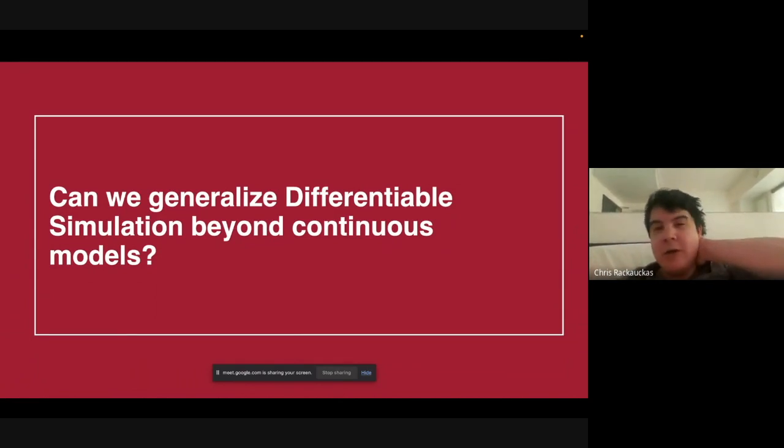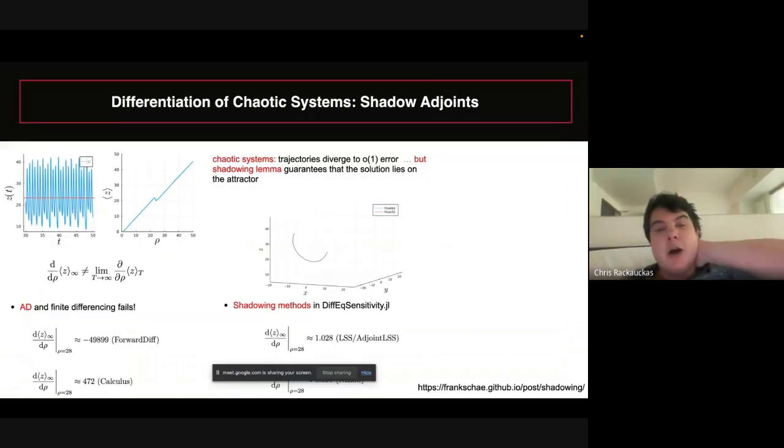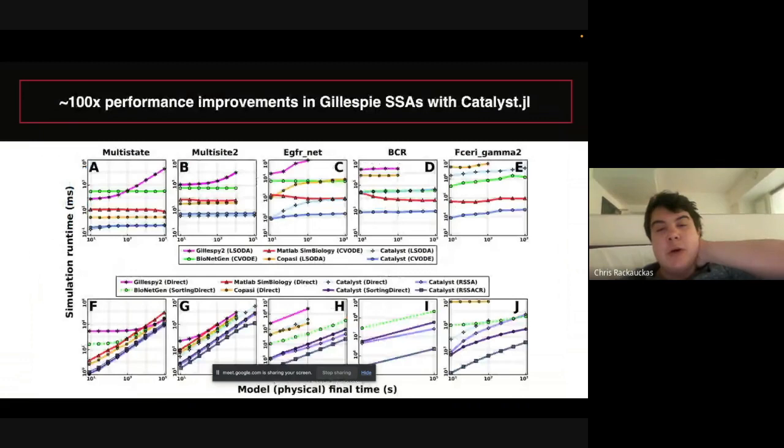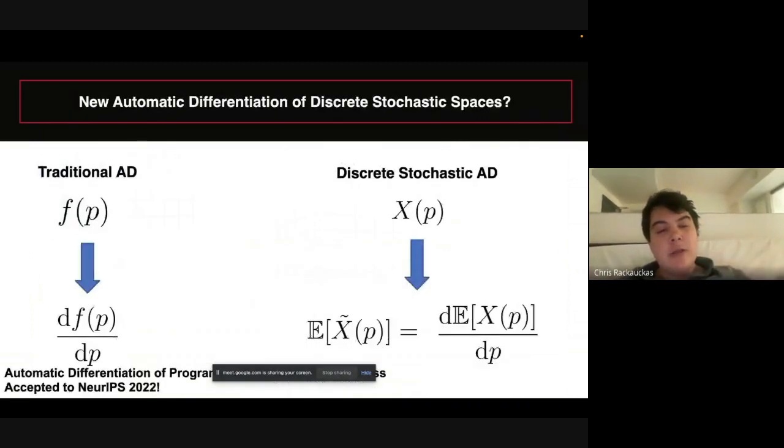So someone mentioned here about doing scientific machine learning with agent-based models, right? And so we started trying to look a lot into this. We had a paper at NeurIPS 2022, which is called Automatic Differentiation of Programs with Discrete Randomness.